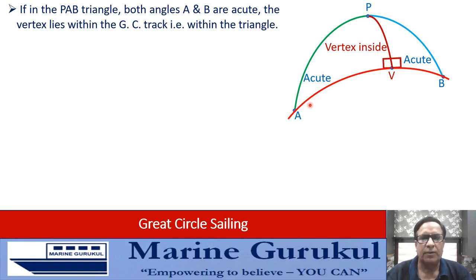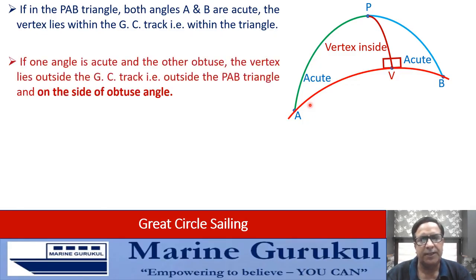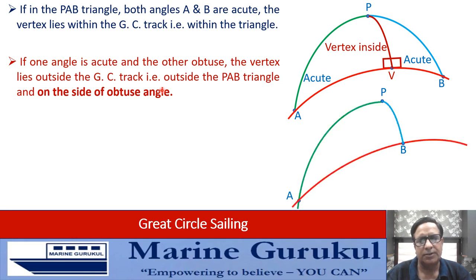However, on solving for angles A and B of the PAB triangle, if we find that any one angle happens to be acute and the other one obtuse, then the vertex shall lie outside the track and it shall lie on the side of the obtuse angle. Let's look at this through a diagram. Here is the pole, here is position A, position B, their meridians joined by a great circle track.